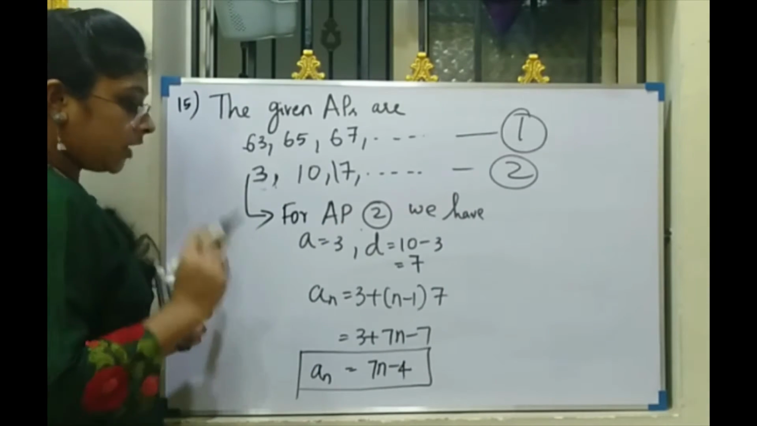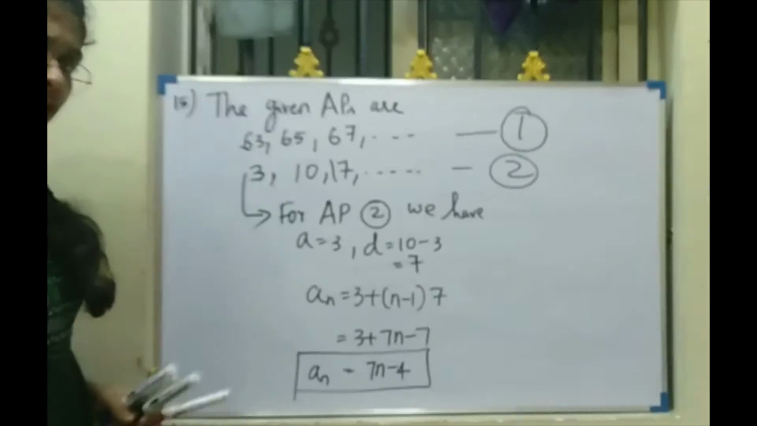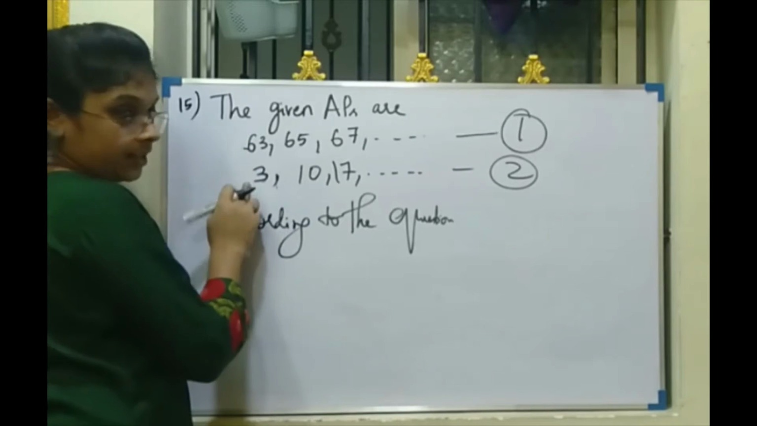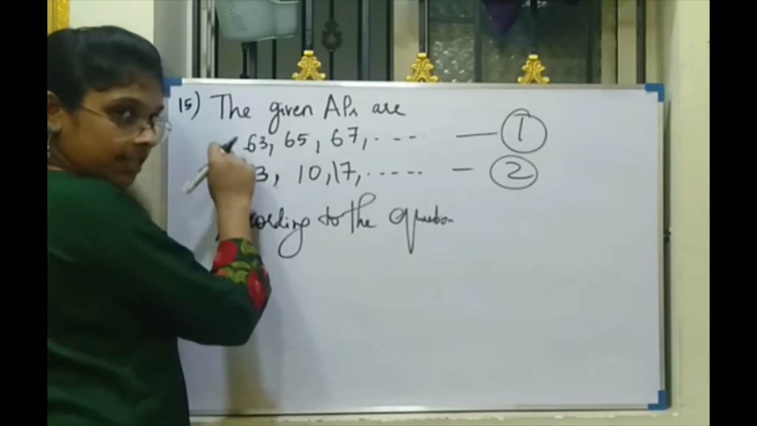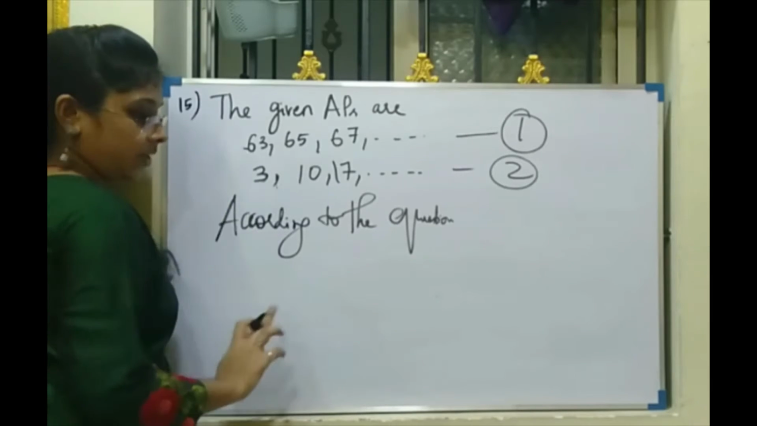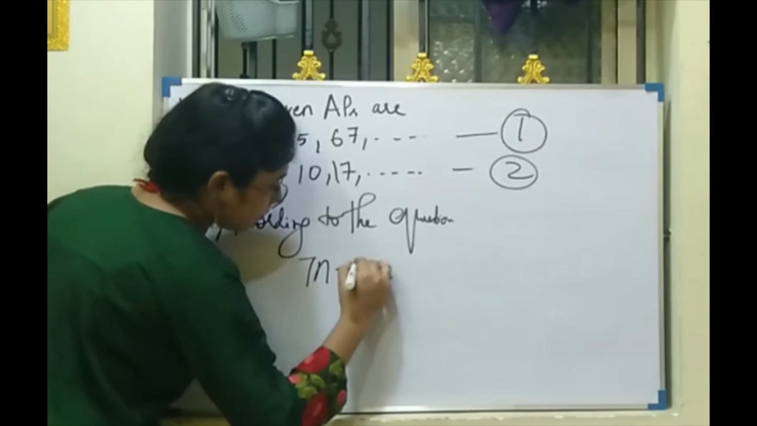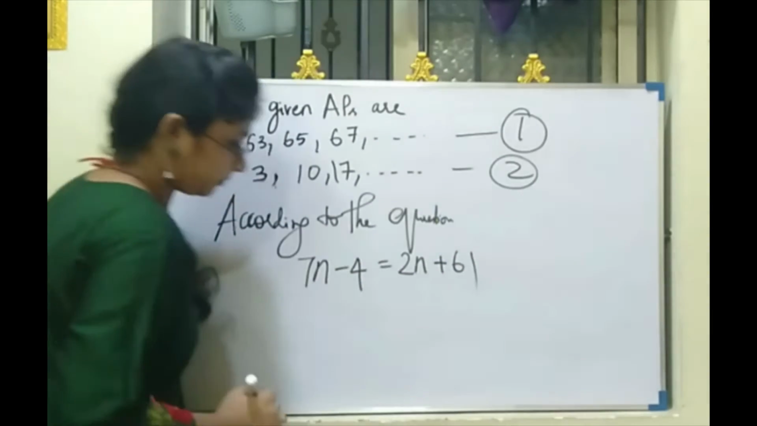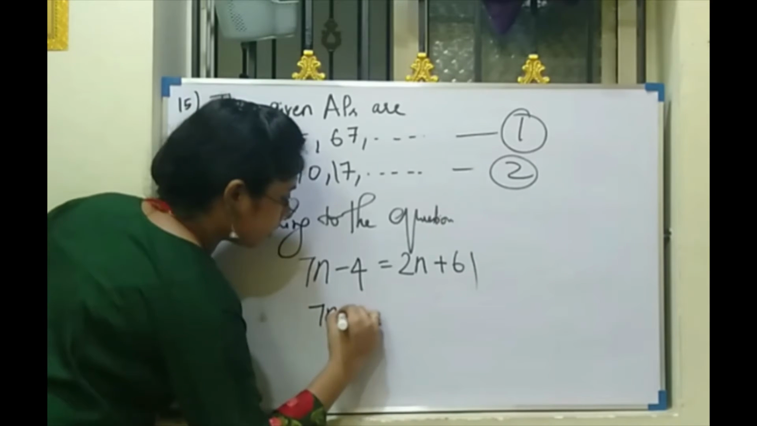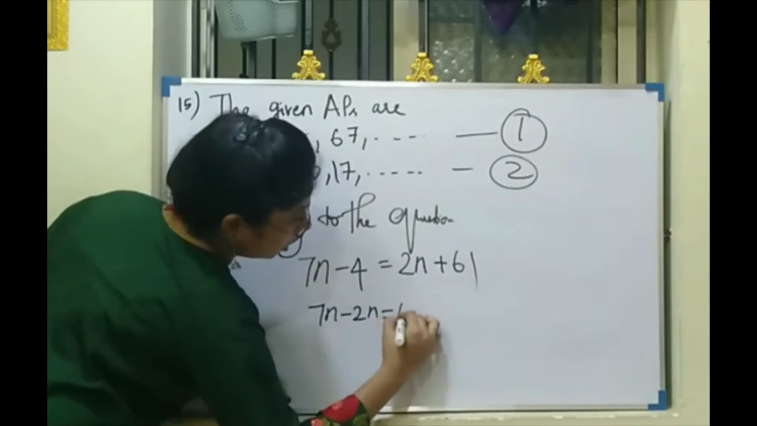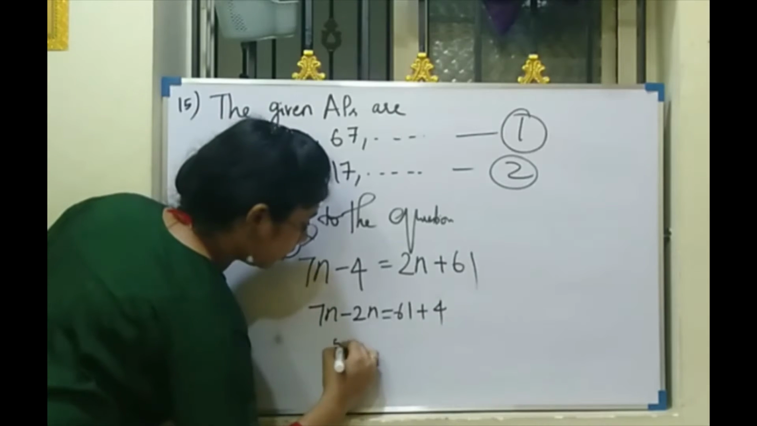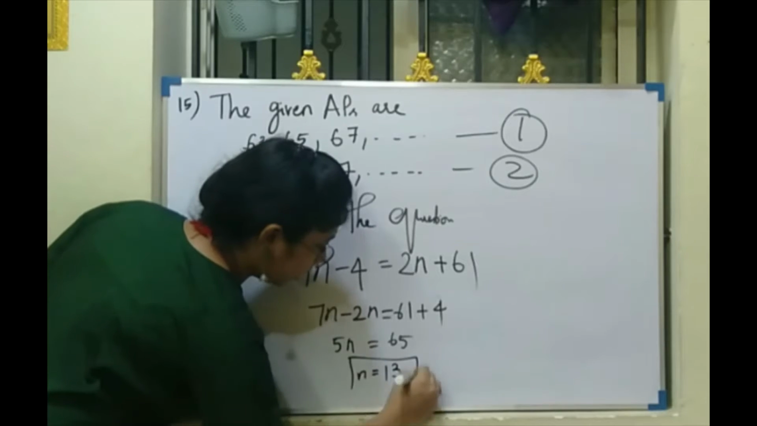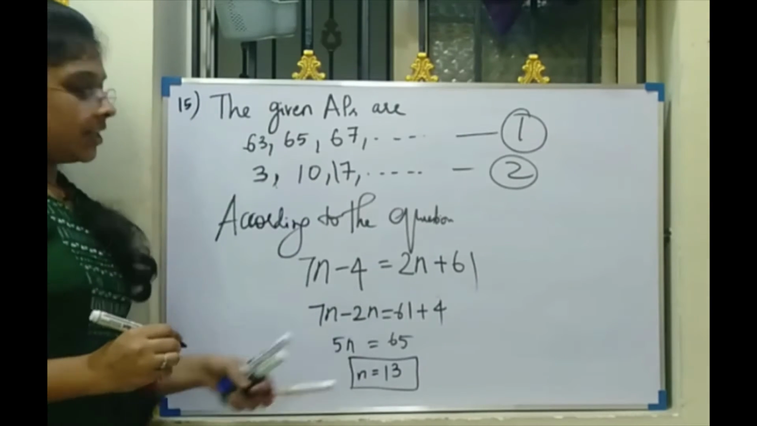Now we got two equations, right? We have to solve those two equations. We have found an is equal to and an is equal to. While the LHS are the same, similarly the RHS will be the same. So 7n minus 4 is equal to 2n plus 61. Now we have to get variables on one side and constants on the other side. Here 5n is equal to 65 and n will be 13.